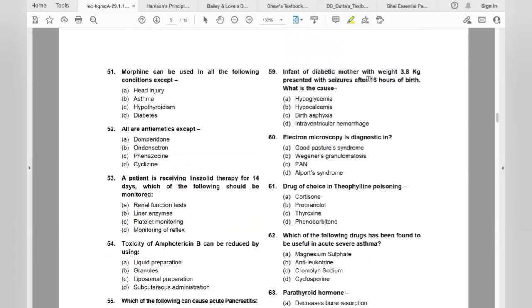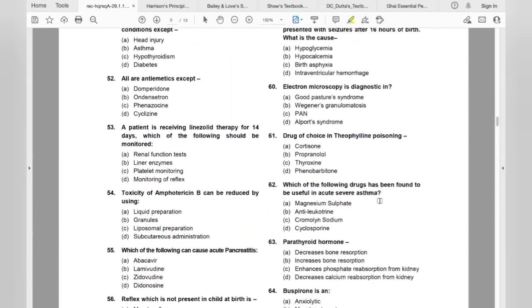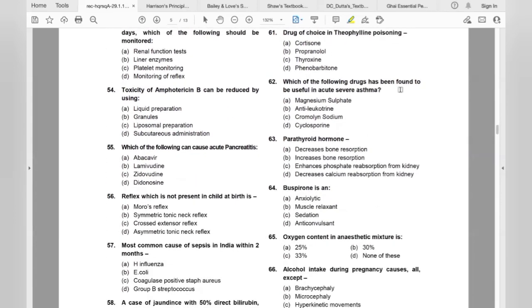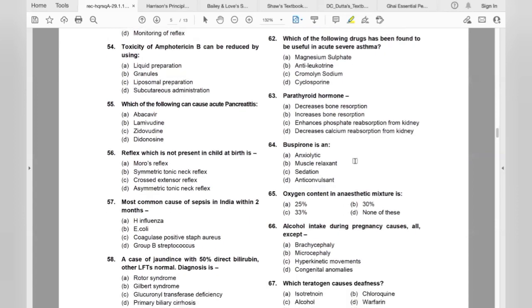Infant of diabetic mother with weight 3.8 kg presented with seizures after 16 hours of birth. What is the probable cause? The answer is hypoglycemia. Electron microscope is diagnostic in Alport syndrome. Drug of choice in theophylline poisoning is phenobarbital. Which of the following drugs has been found to be useful in acute severe asthma? Magnesium sulfate. Parathyroid hormone increases bone resorption.